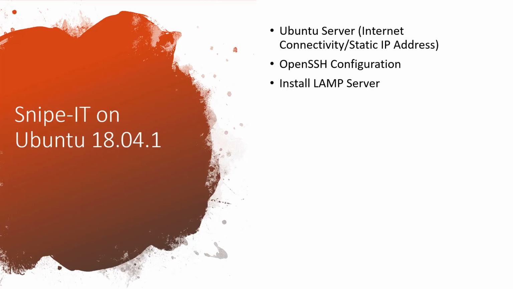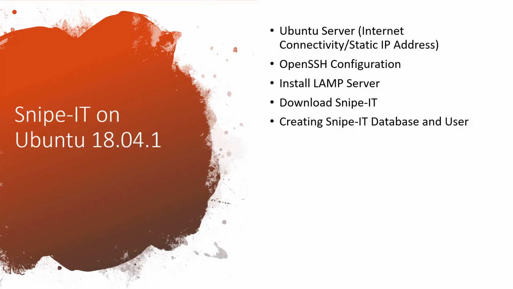And then after that, we will install LAMP server on that. And then we will download SNIPE-IT. We will use SNIPE-IT documentation for that. And we will create SNIPE-IT database and user. Then we will edit the .env file, which is one of the environmental files.